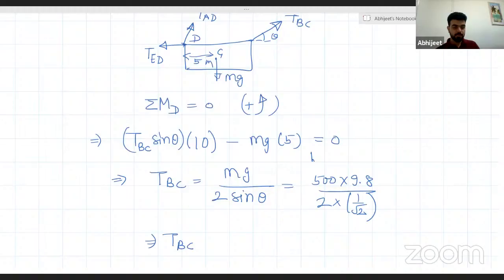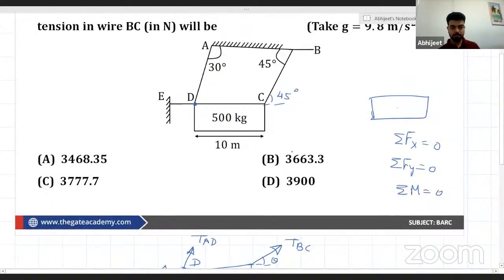So 5 into 9.8 divided by 2, square root. Okay, so where is the square root? Yeah, here it is. So there is 3464.8. 3464, that is somewhere here, right? This is the correct option. B is the correct option.